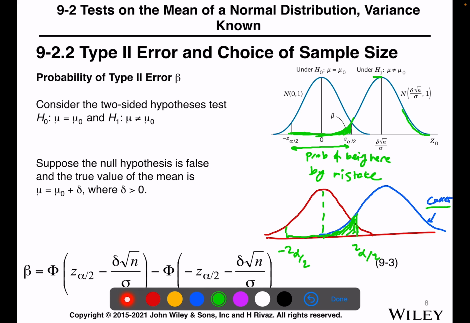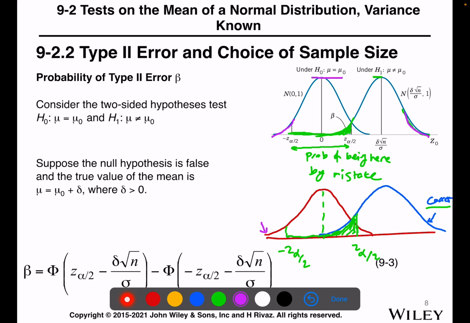So that's one very common mistake: people compute the area using the incorrect curve. So here we are interested in type 2 error. It means that the null hypothesis is actually incorrect. It means that this is not your distribution. This is your distribution. Any questions?